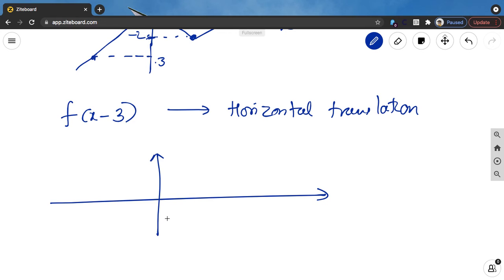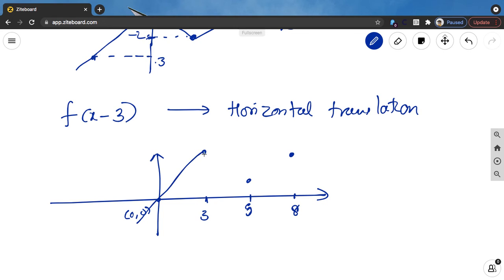So instead of minus 3, 0, I will have 0, 0. Instead of 0, 3, let me mark it at a slightly higher place, I will have 3, 3. Instead of having 2, 1, I will have 5, 1. Let me mark it a little below so that I have place for a 2. And instead of having 5, 2, I will have 8, 2.